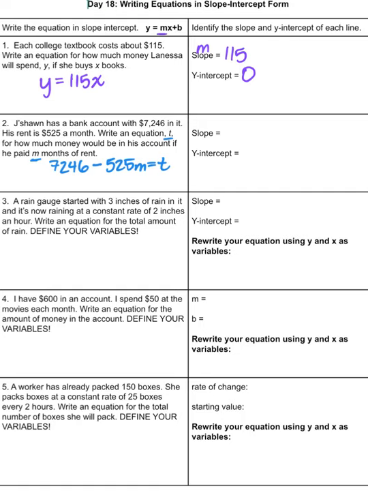So looking at the equation I've written, it doesn't exactly follow this y equals mx plus b form. So to get it into this form, I'm first going to identify my slope and my y-intercept, and then I'm going to go ahead and rewrite it so that it matches this form exactly.